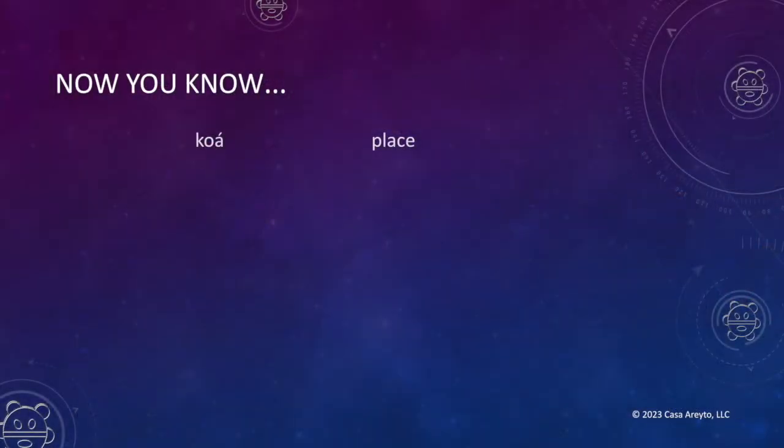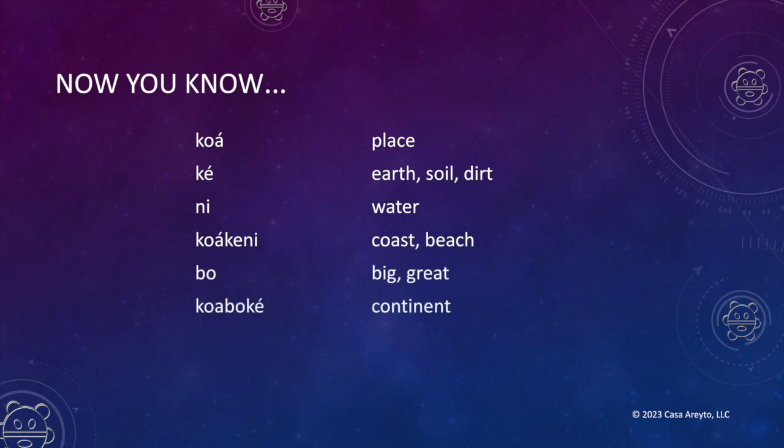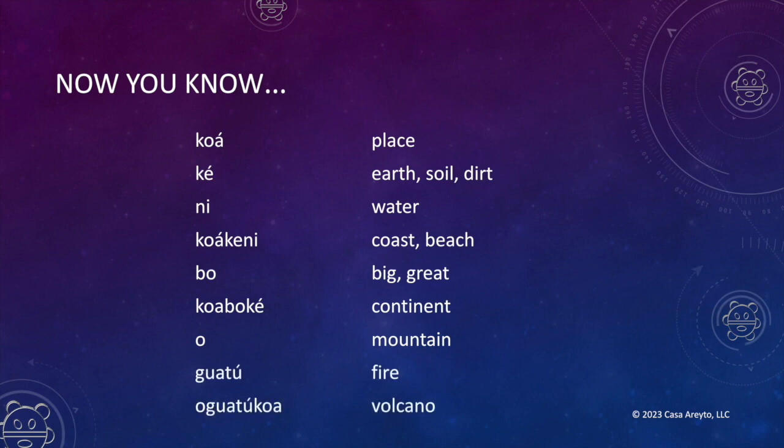Now, why don't we review one more time everything we learned today? Koa, place. Que, earth, soil, or dirt. Ni, water. Koakeni, coast or beach. Bo, big or great. Koaboke, continent. O, mountain. Guatu, fire. Oguatukoa, volcano.